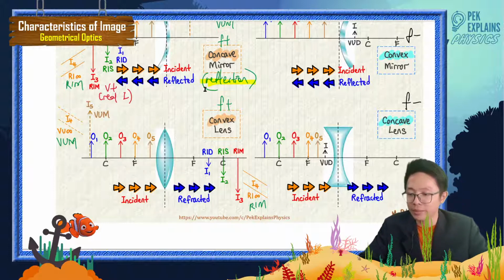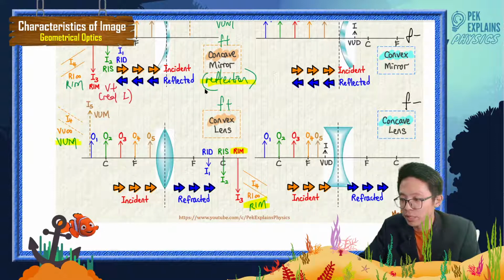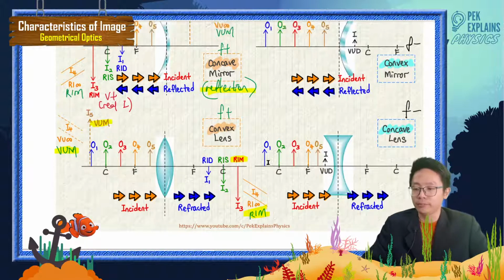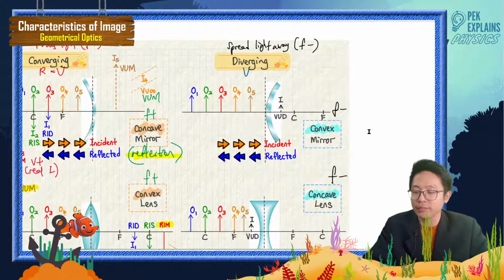Why is this real, inverted, magnified? Because it follows this one, real inverted magnified. Why is this virtual, upright, magnified at infinity? Because it follows the last one, virtual upright magnified. Understand? Okay, now about the diverging.